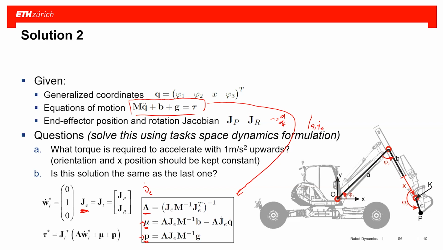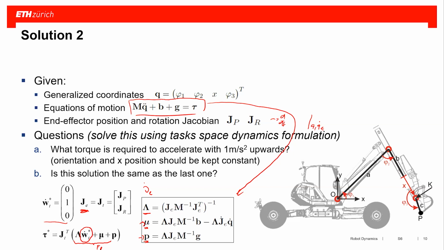Once I have this, I have my description in task space. So all I need is to define the acceleration in task space. And this is already given, same as before. And then with this, we get the end effector force, and we do the Jacobian transposed mapping, and we get the joint level torque.